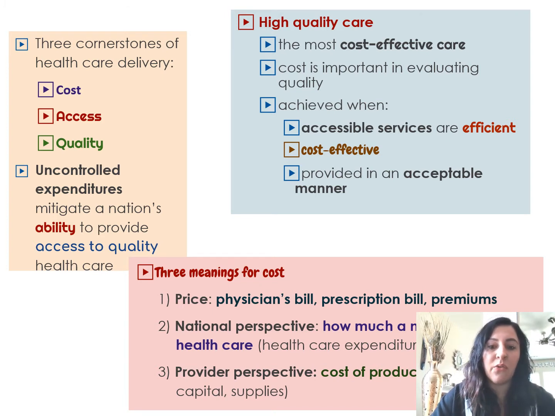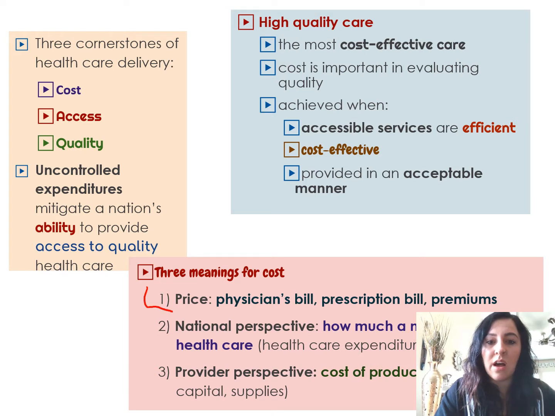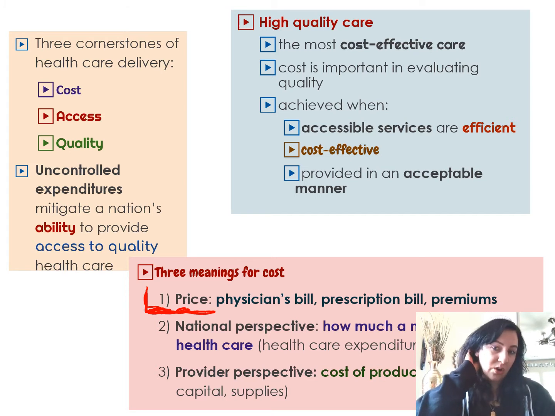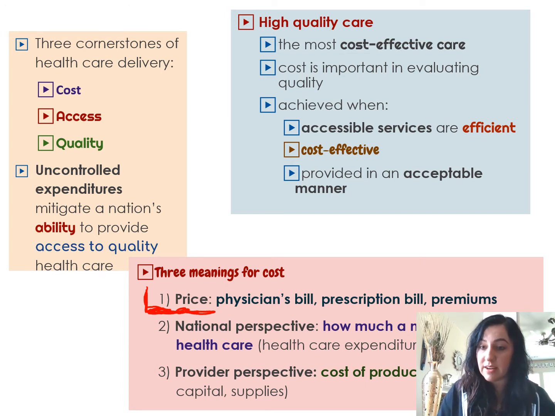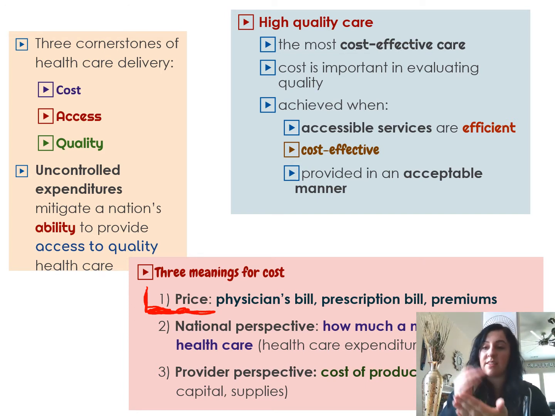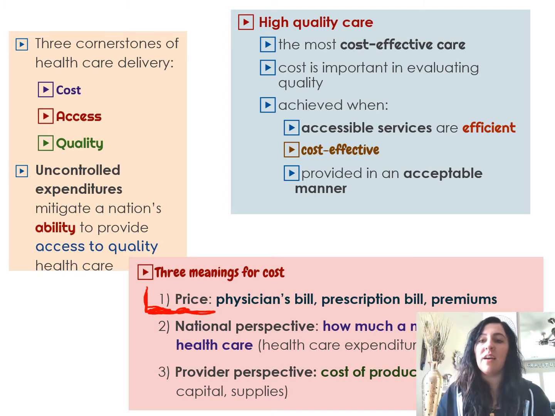Now, looking at cost itself, there are three meanings for cost. First we have price. You can look at cost as a price, and if you use this perspective, you're looking at it like a prescription bill, or a physician's bill. After a physician has provided services, this is what I did for you, and this is the price for each treatment.